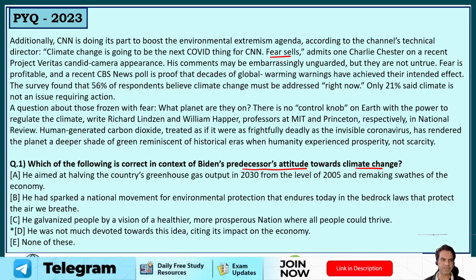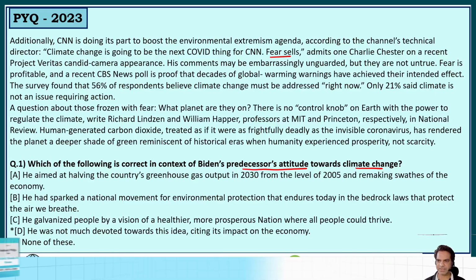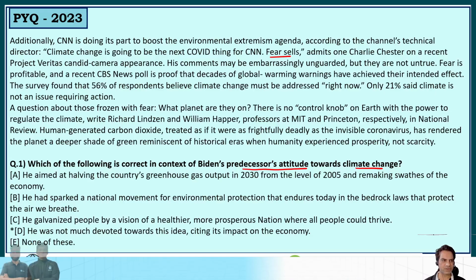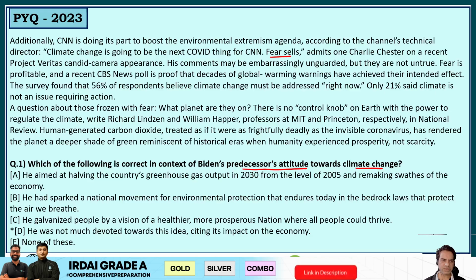Fear is profitable, and a recent CBS News poll is proof that decades of global warming warnings have achieved their intended effect. The survey found that 56% of the respondents believe climate change must be addressed right now. Only 21% said climate is not an issue requiring action. A question about those frozen with fear: what planet are they on.